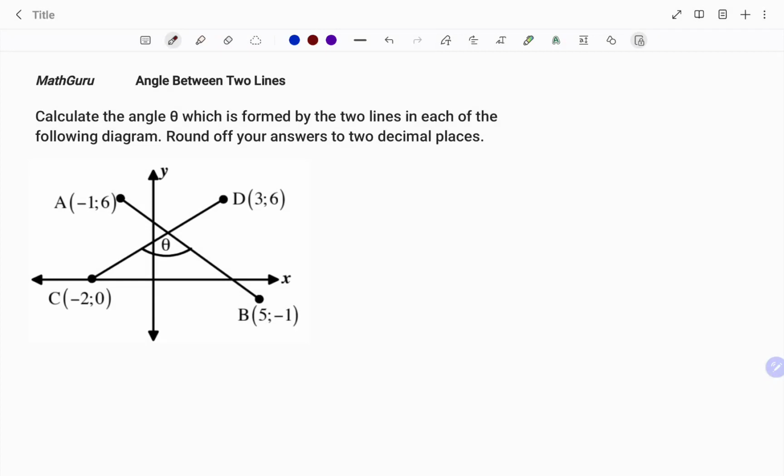In this video, I'm going to show you how to calculate the angle formed between two lines.